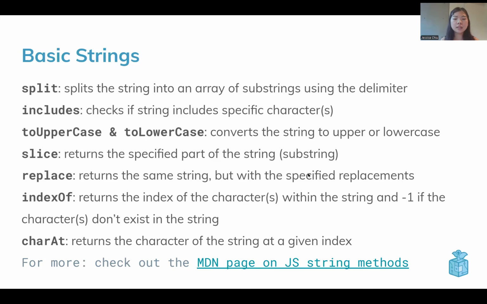We have indexOf, which returns the index of characters within the string. And if that character is not in the string, then it returns -1. And then we have charAt, which returns the character of a string at a specific index. There are so many of these built-in methods. So these are good ones to know, but just know that there are plenty more.